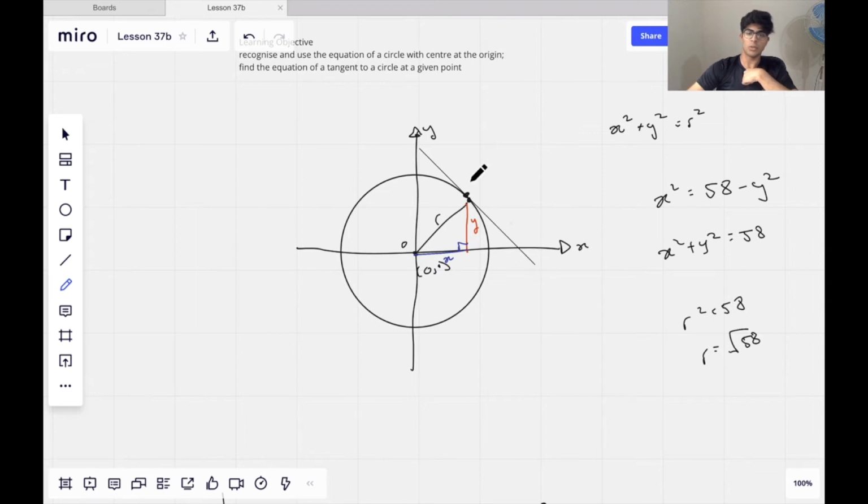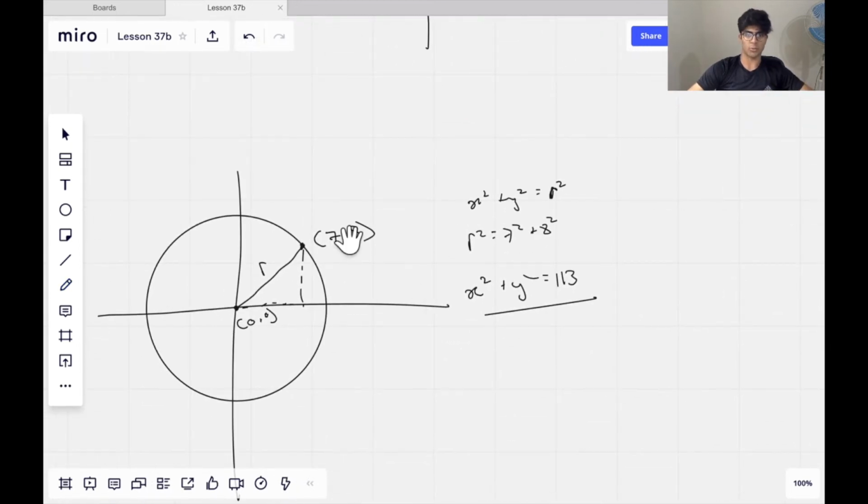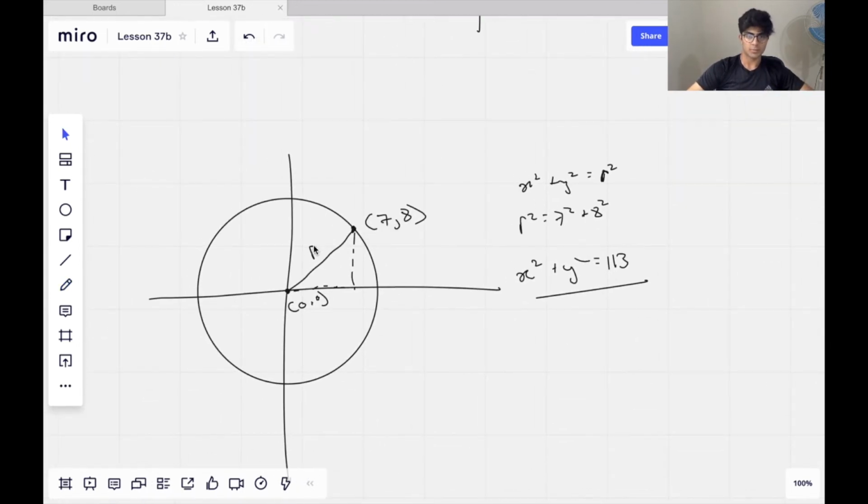Well, we know this tangent, of course, is a straight line, and it comes in the form of y equals mx plus c, right? So we're looking for the gradient of the tangent. Once we find the gradient, we know what this point is. So let's say we're told, perhaps it's better to go with this one, that the point is 7, 8, and we're looking for the tangent at 7, 8.